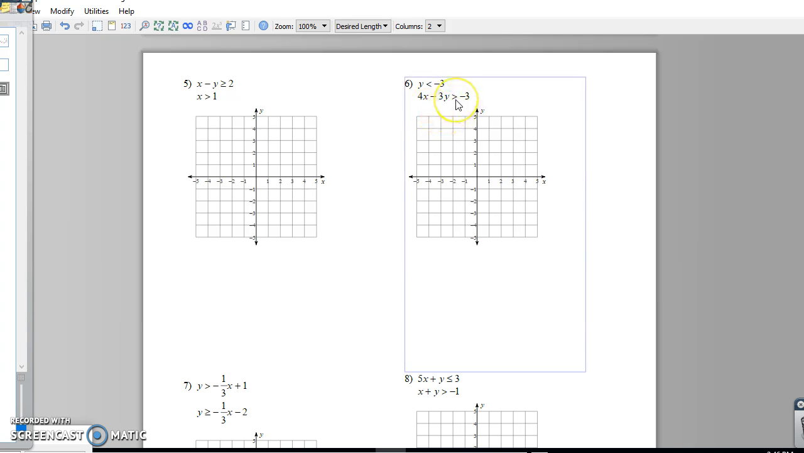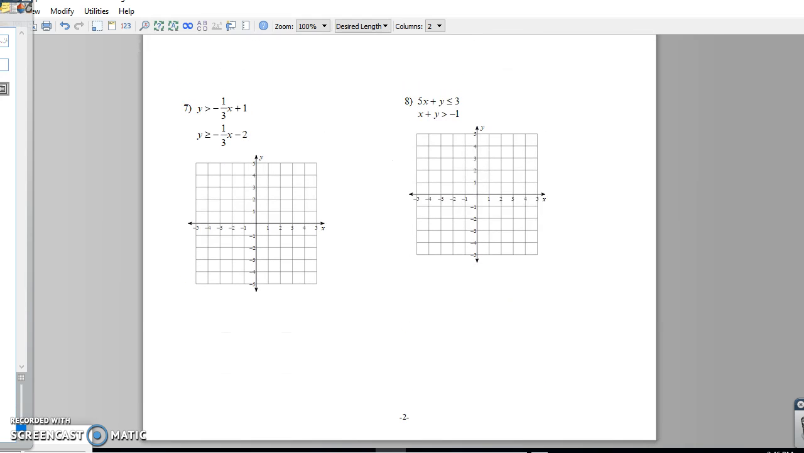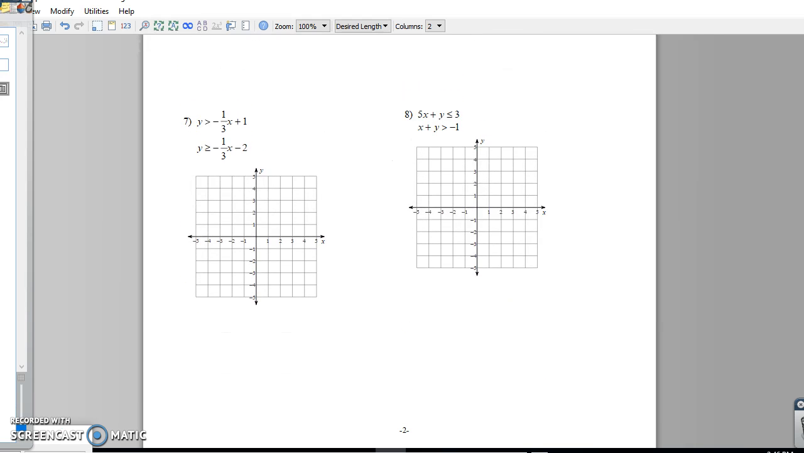Number 6, same thing as number 5. I would move this to mx plus b and think about what the equation y equals -3 looks like. So what's the graph look like when all the y coordinates are -3? And then I slide down to number 7 and number 8. It's just additional practice there.